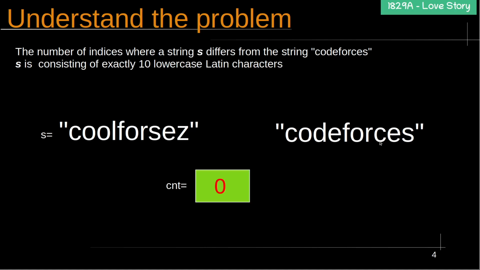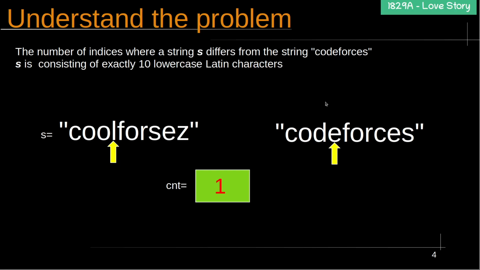Of course, we need a counter here. Initially it's equal to 0, and we start with the first character at index 0. We have the same character at that position, C, so we go to the next index, which is 1. At index 1 we have O, the same character. We go to the next index, which is 2. We have O in the string S, and D in the string Codeforces, so they are not the same. So we add 1 to the count.